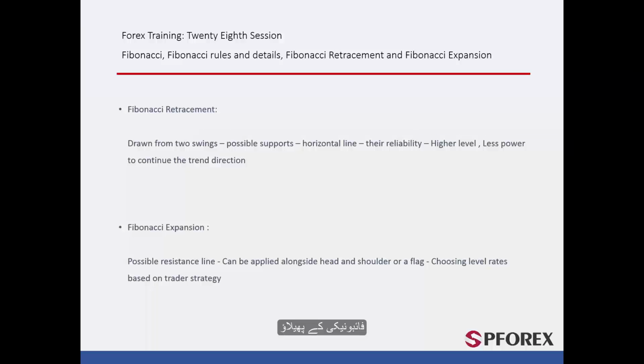Fibonacci expansions. Fibonacci expansions indicate probable resistances against the current market trend. It would be useful alongside some patterns such as flag or head and shoulders. Level rates can be defined on the basis of the strategies a trader chooses.